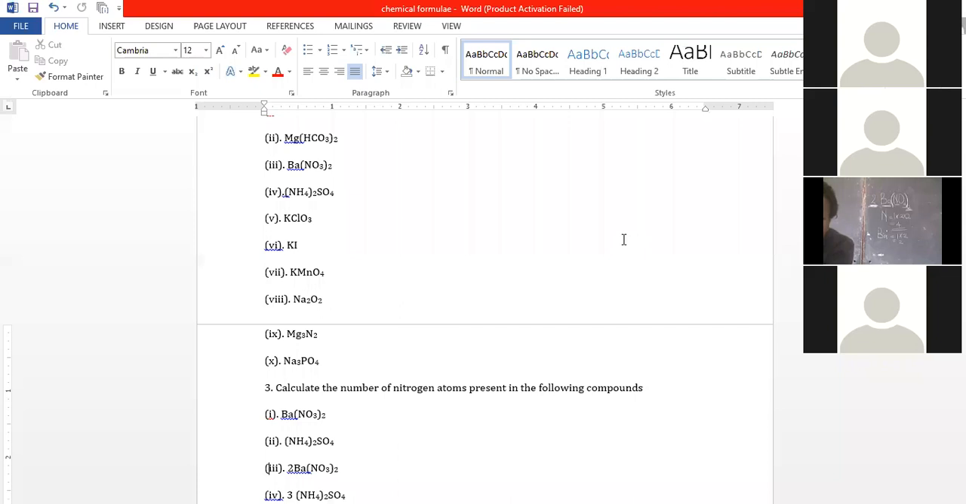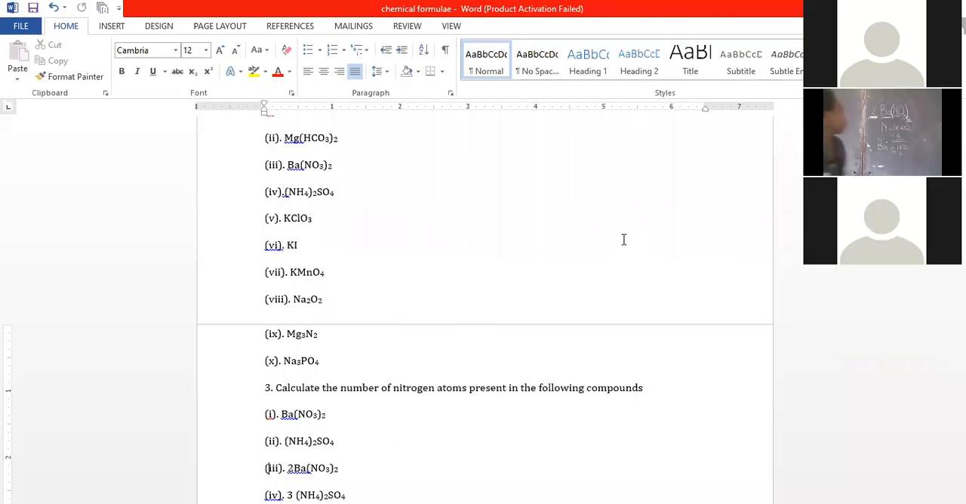Okay, so that's ammonium sulfate. And the number of nitrogen atoms is 6. So there are 3 things that we have so far talked about: being in a position to identify the radical, naming the compound, and identifying the number of atoms present in a given compound. So we are saying that for number 4, there are 6 nitrogen atoms. I hope all of us can get that.